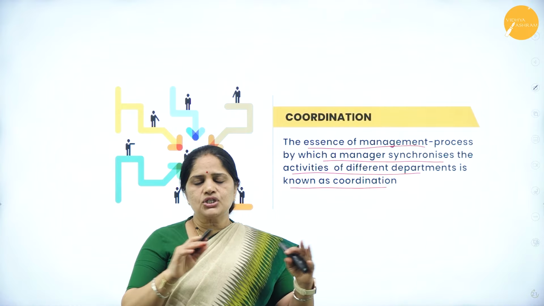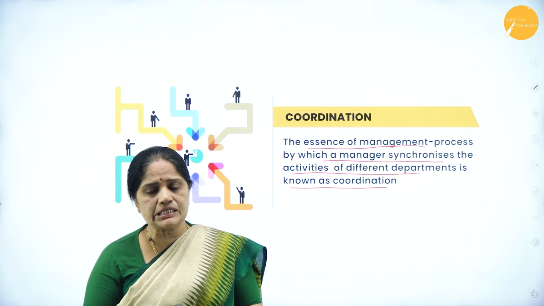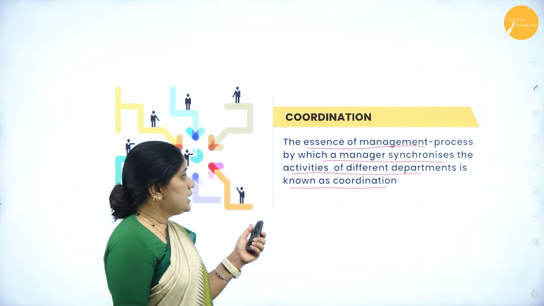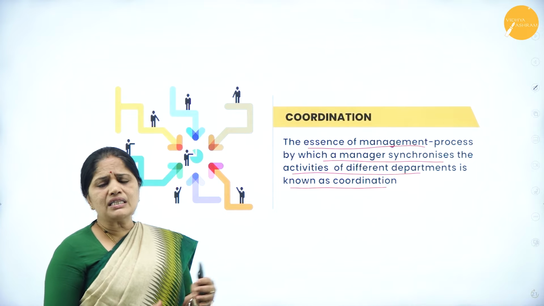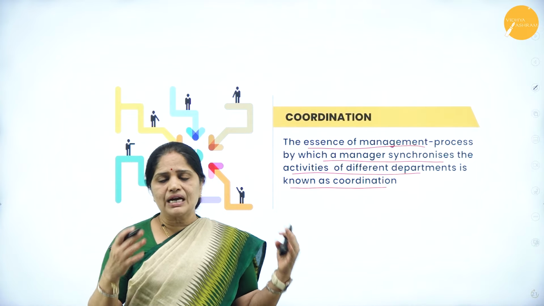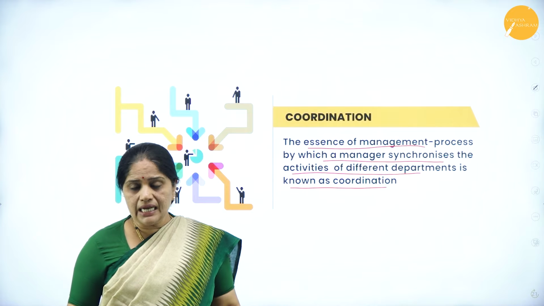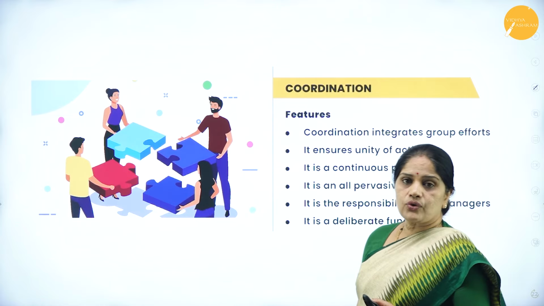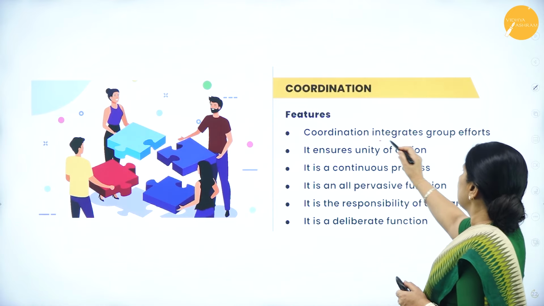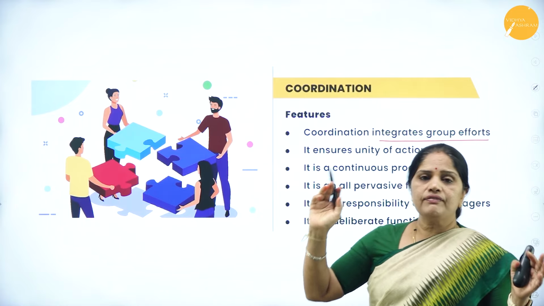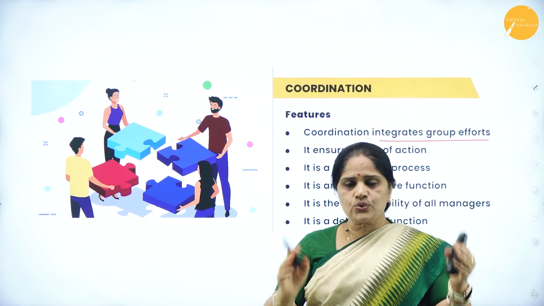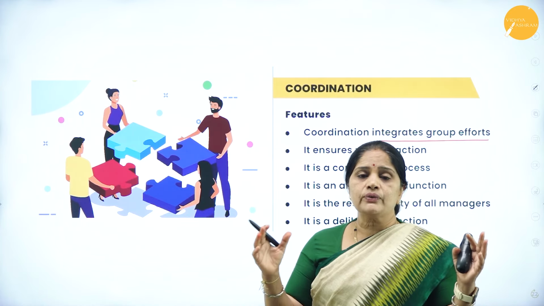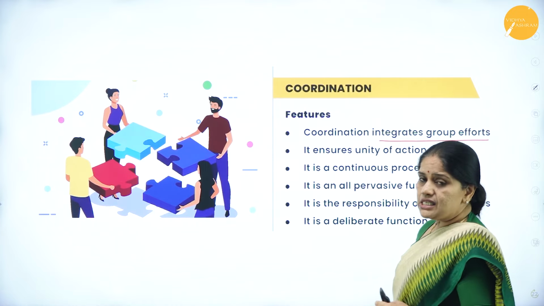So we can see that there should be absolute coordination within the organization, and until and unless there is coordination, there cannot be any management. So it is the process where all the departments of the work organization will be working together and they will all be moving towards the achievement of the organizational goals. Now, if we are looking into the features of coordination, the first feature is it integrates group efforts. So if the organization has 20,000 people working together, it will integrate all the efforts of the 20,000 people. So that is what we call as coordination.